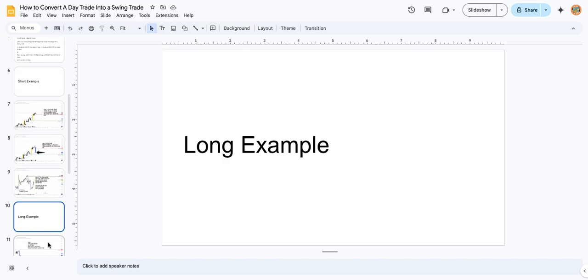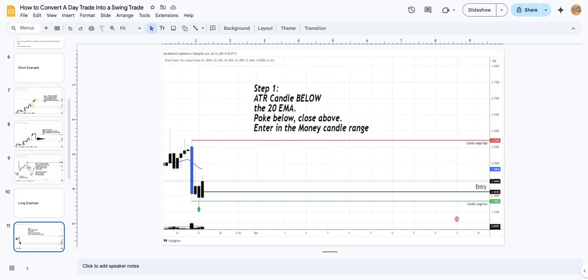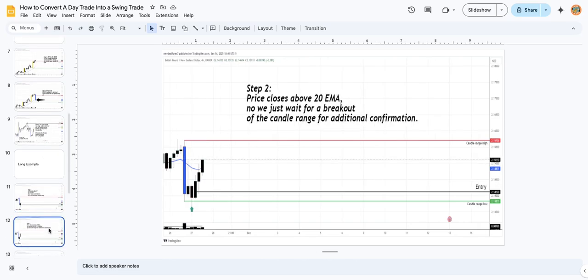So now for our long example, our first step, once again, is to find a blue candle below the 20 EMA. This is that right here, okay? And then also the money candle does appear here where price pokes below the candle range and closes back inside of it. So this is our range to start dealing and going long. Okay, that's step 1.